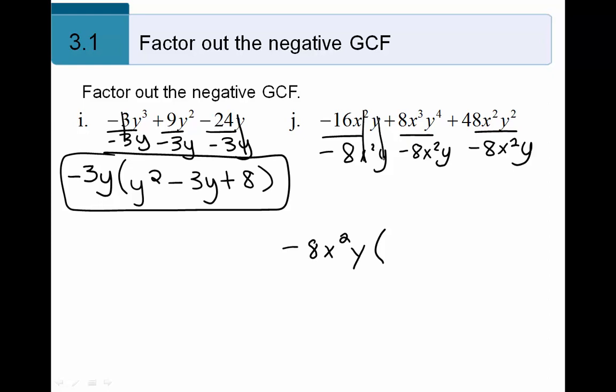Negative 16 divided by negative 8 is 2. 8x cubed y to the 4th divided by negative 8x squared y is going to equal negative xy to the 3rd. And then we have 48 divided by negative 8, which gives me a negative 6. y squared divided by y is y.